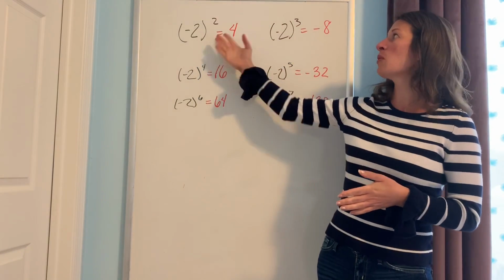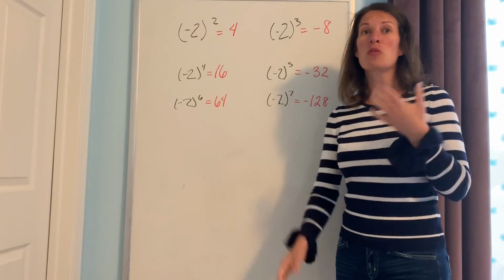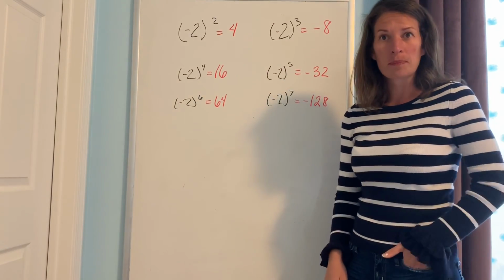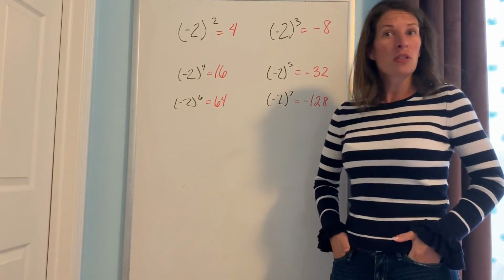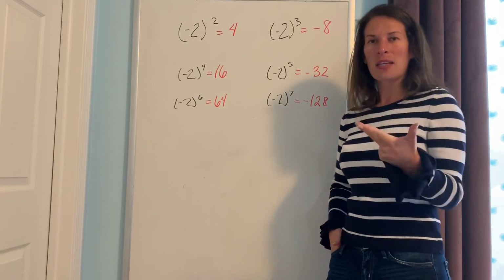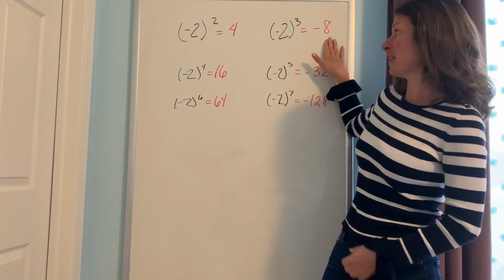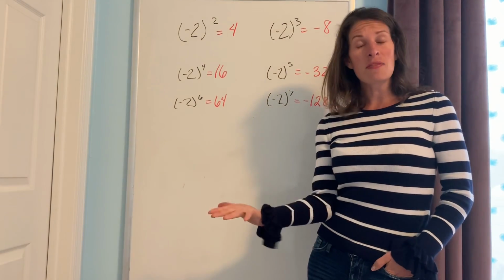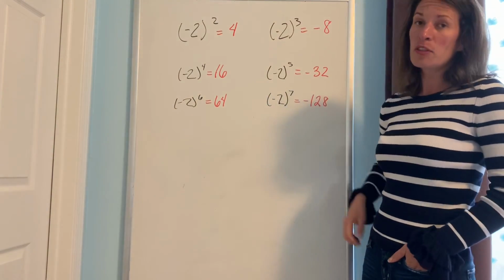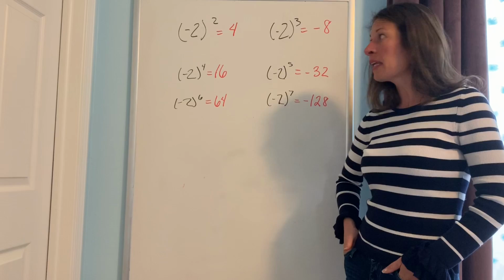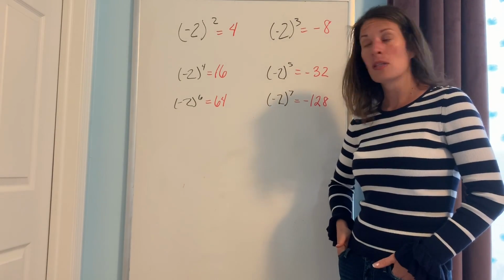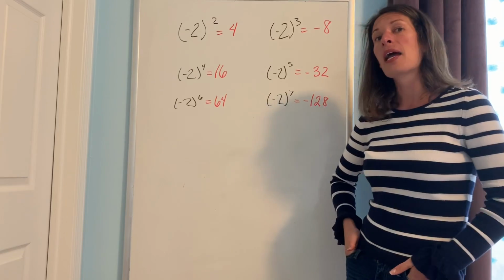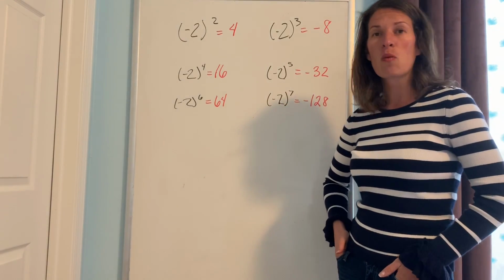So negative 2 squared, that means negative 2 times negative 2 is 4. A negative times a negative is a positive number. Negative 2 cubed, negative 2 times negative 2 times negative 2 is a negative 8. Negative 2 to the 4th is a positive 16. Negative 2 to the 5th is a negative 32. Negative 2 to the 6th is a positive 64. And negative 2 to the 7th is a negative 128.